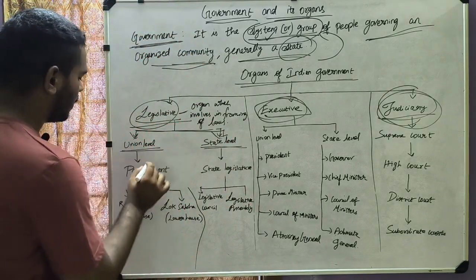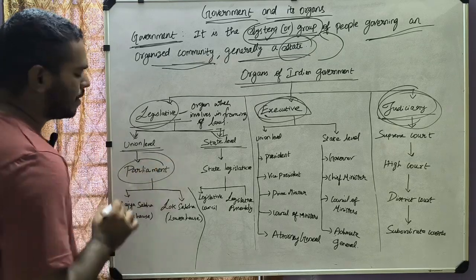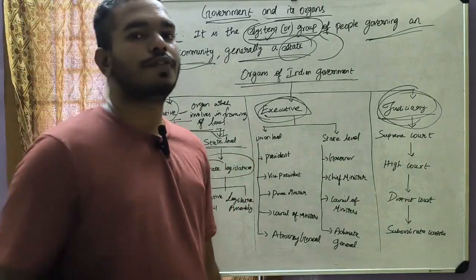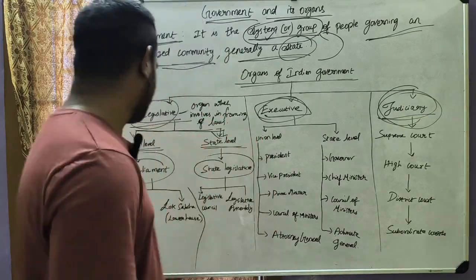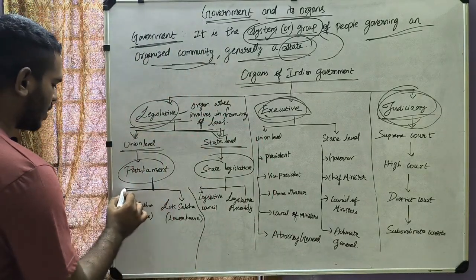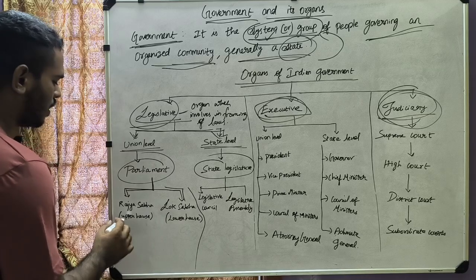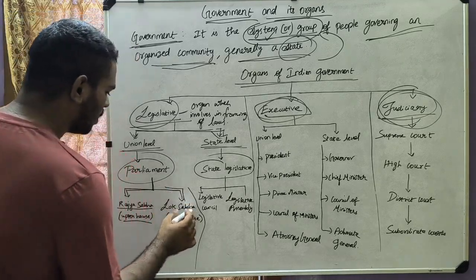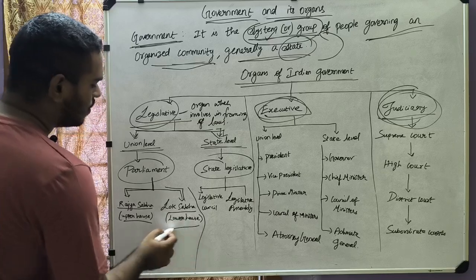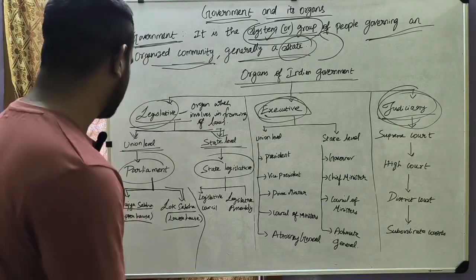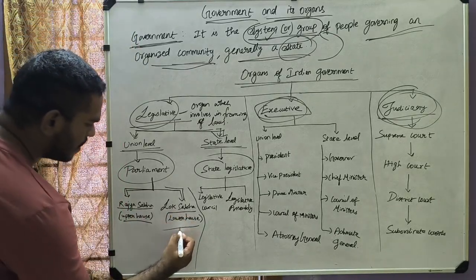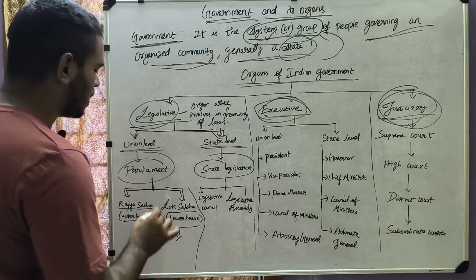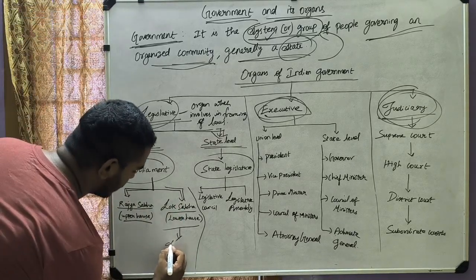At the union level, it consists of a parliament. At the state level, it consists of a state legislature for framing of laws. So parliament is again divided into two houses. One house is the upper house, which is nothing but the Rajya Sabha, and another house is the Lok Sabha, which is nothing but the lower house. So the members of the lower house of parliament, which is the Lok Sabha, are directly elected by the people.